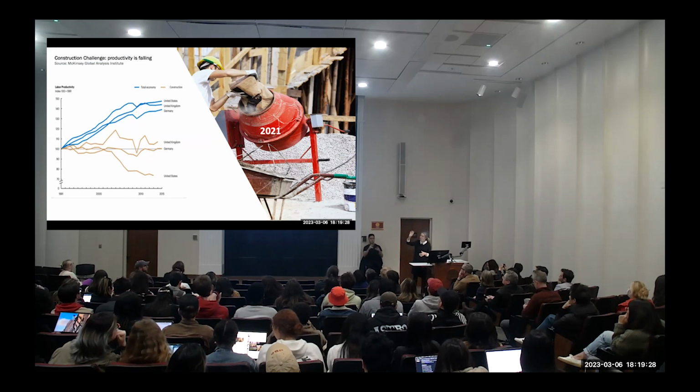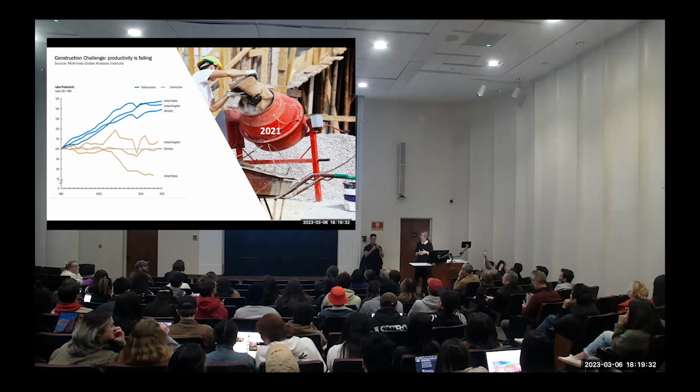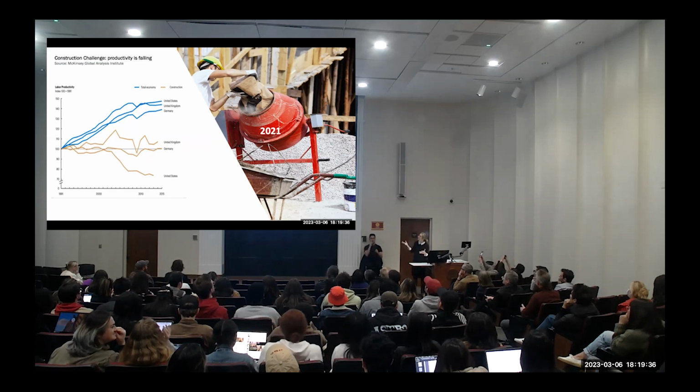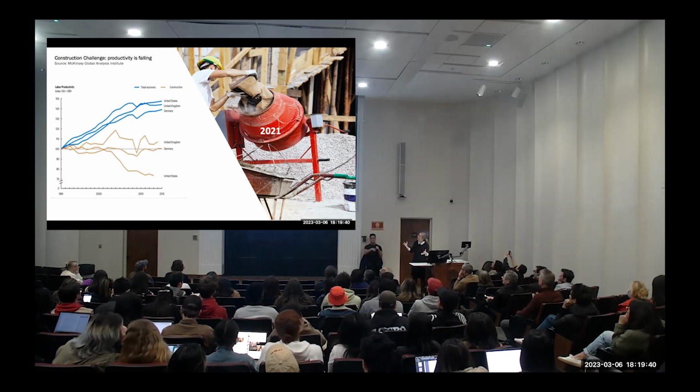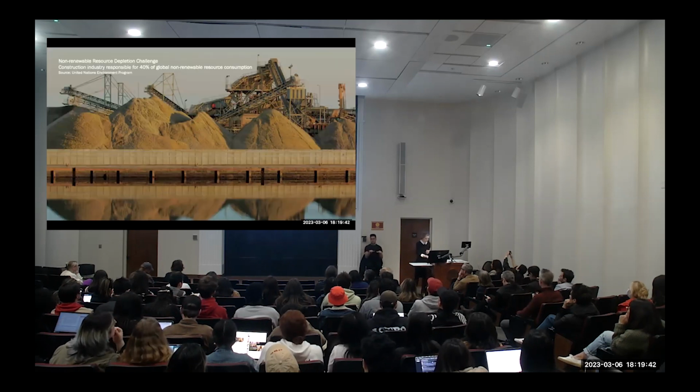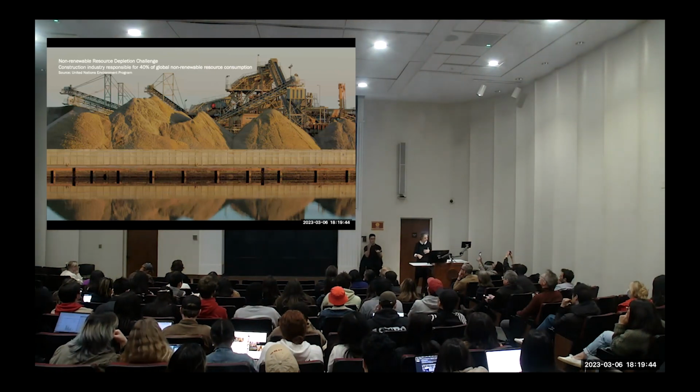And actually, if you look on site today, there are a lot of construction sites here on campus, you see that the practices are not that innovative, right? If you imagine a construction site 50 years ago, it would look very similar. Maybe the people wouldn't be wearing helmets, but it looks very similar.